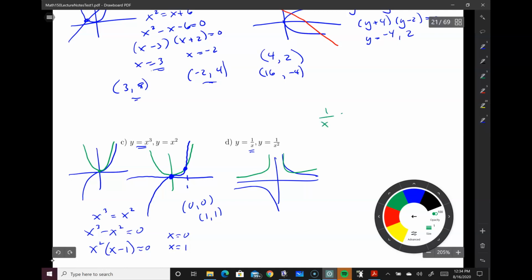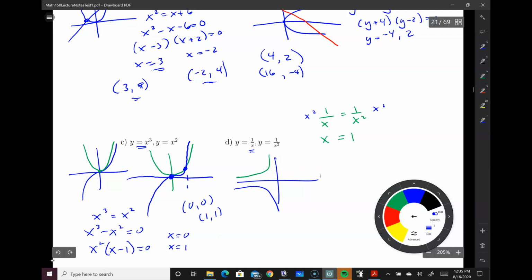So if I set 1 over x equal to 1 over x squared, and how about if I multiply through by x squared? So I get x is equal to 1. What I did is I multiplied both sides by x squared. So I get x is equal to 1. So they do cross, so I just drew a random graph down there.